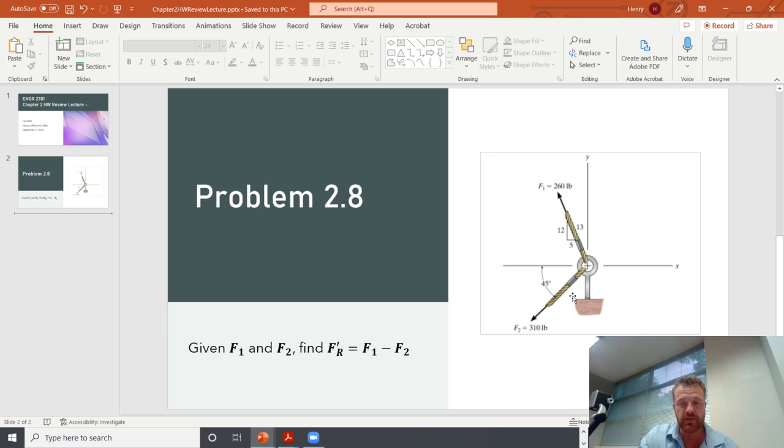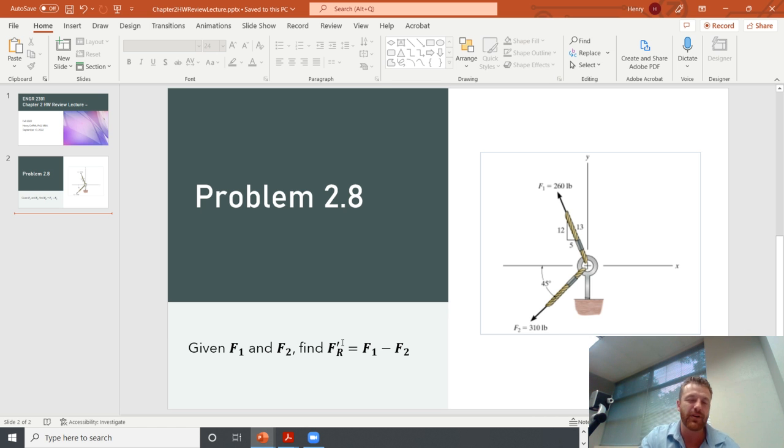And for both, we have sufficient geometric information in order to convert them into rectangular form. Another way to say that is to decompose them into X and Y components, or alternatively, i hat and j hat components. So given all that information, we want to see if we can find an expression for another force, which is denoted as F sub r prime.